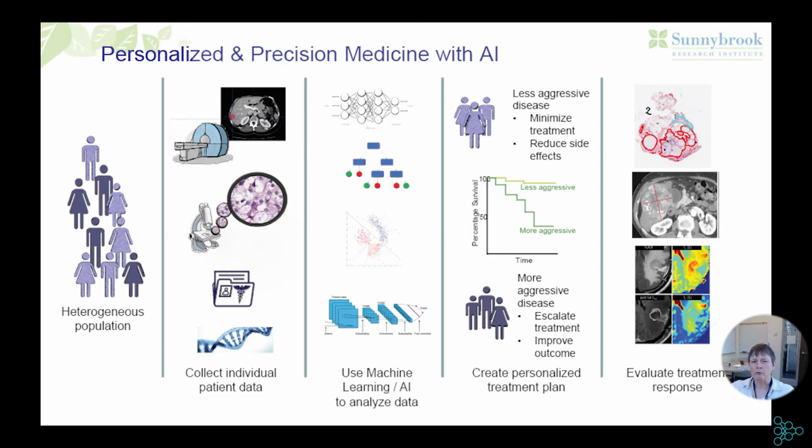So the core concept behind precision medicine is that you take a heterogeneous population. So, for example, all breast cancer patients. And within that population, different patients have different levels of disease, different prognosis, and so on. So what we do is we bring them into the cancer center, we image them with MRI, we do digital pathology, we might collect some clinical information, some genomics information, and we try and use machine learning to analyze all this data. And what we're really trying to do is stratify patients. So we're trying to identify those patients with less aggressive disease who can have minimal treatment versus those who've got more aggressive disease where we have to escalate the treatment early in order to improve outcome.